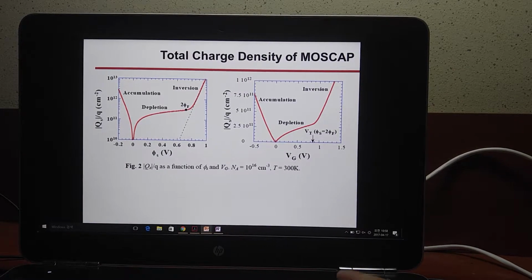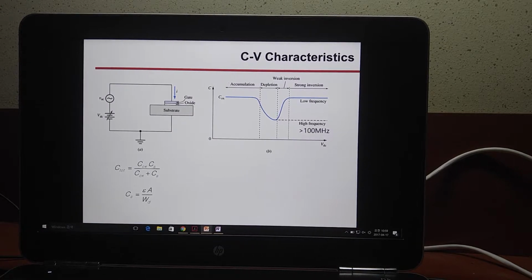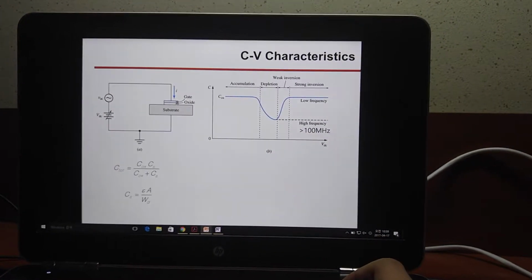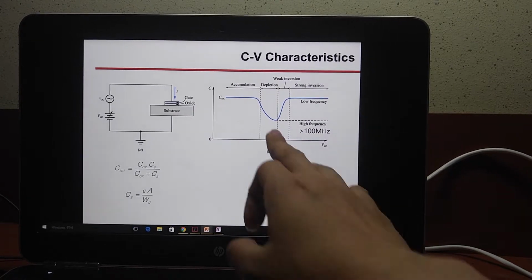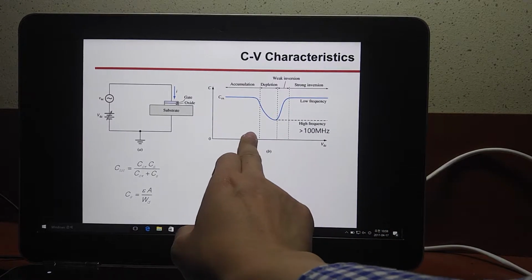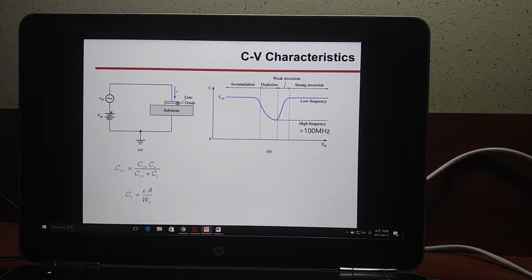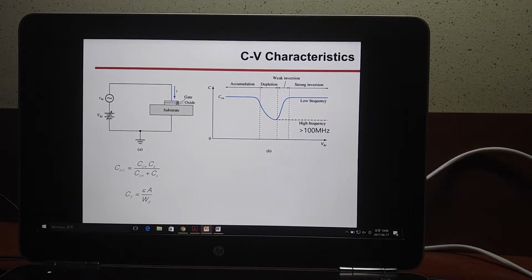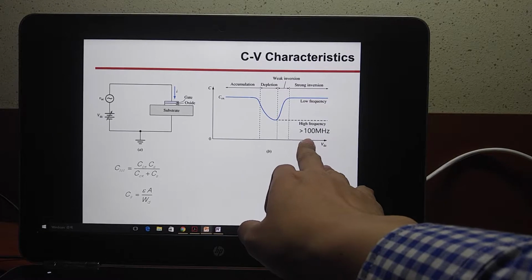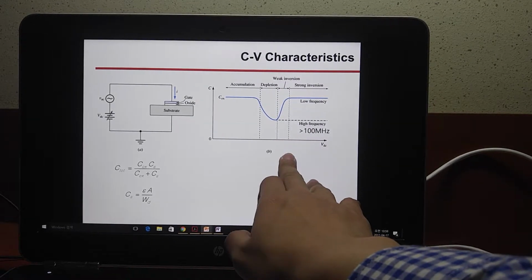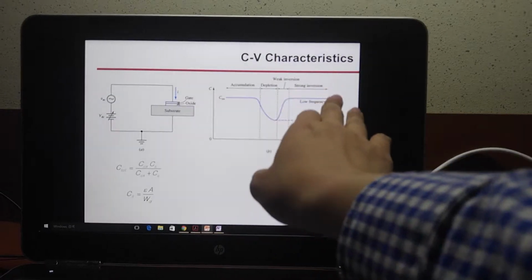For CV characteristic, if the DC voltage is smaller than the flat band voltage, it would be accumulation state. Here, if the DC voltage is in the range between the flat band voltage and threshold voltage, between them, the state is called depletion region. And lastly, if the DC voltage is bigger than the threshold voltage, it will be inversion state here.